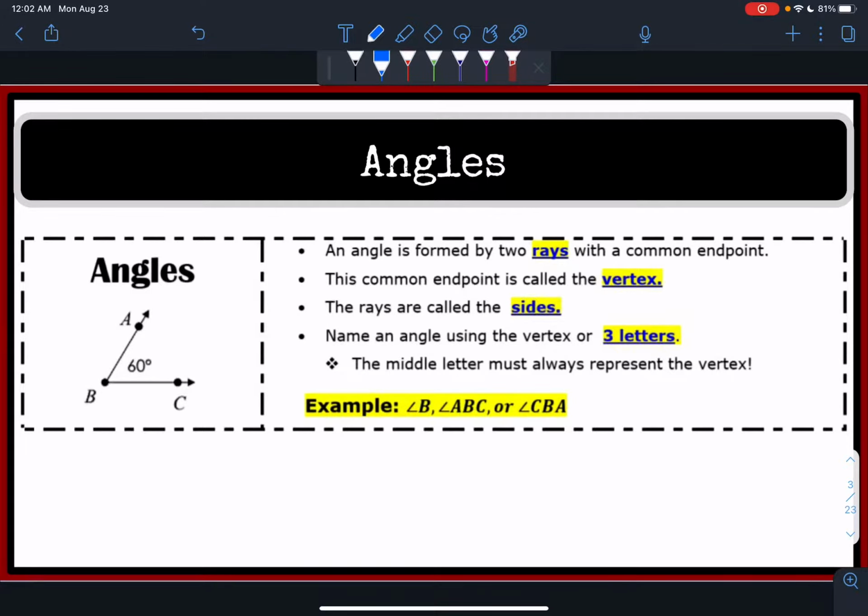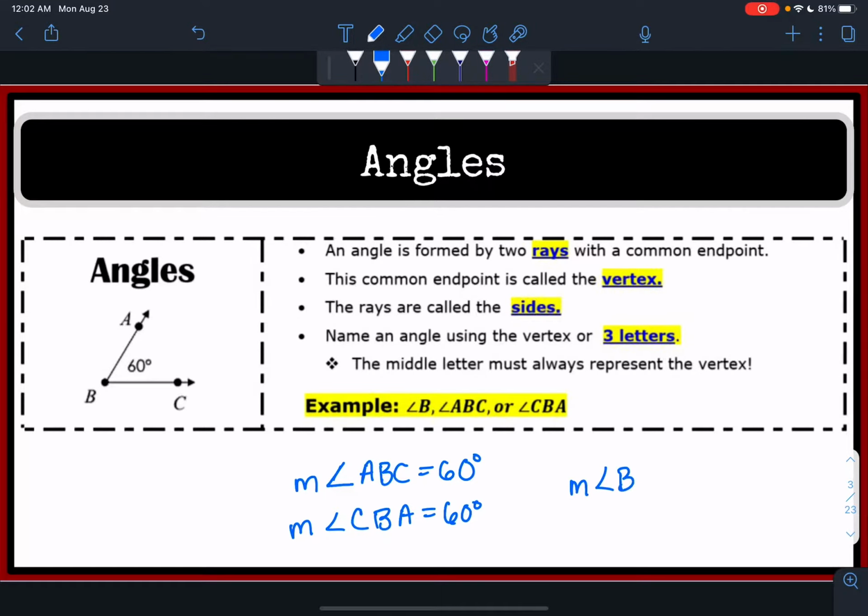Now, the way that we indicate the measurement of an angle is that we use the letter M for measurements. This symbol here is the symbol for the word angle, and we can say that the measurement of angle ABC is equal to 60 degrees, the same as saying the measurement of angle CBA is equal to 60 degrees. And of course, we can also say that the measurement of angle B is equal to 60 degrees. They all mean the exact same thing.